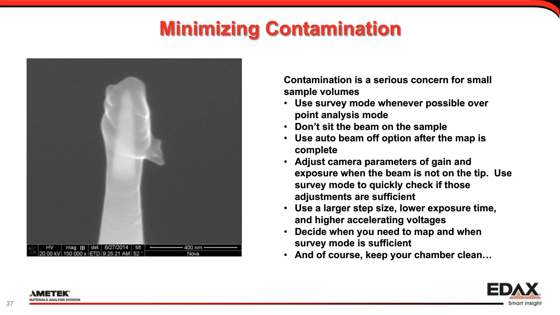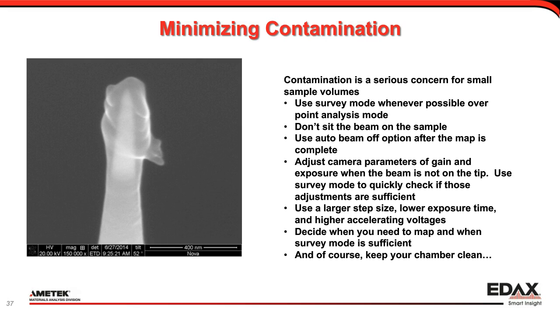The other thing I like to do is adjust camera parameters of gain and exposure when the beam is not exactly on the tip. So what I like to do is quickly look at the Cr₂C patterns, and then if I need to make an adjustment, I'll use survey mode to move the beam off the tip, make my adjustments, and then check them by moving the beam over the tip again. One thing that might help is using a larger step size, lower exposure times, and higher accelerating voltages.